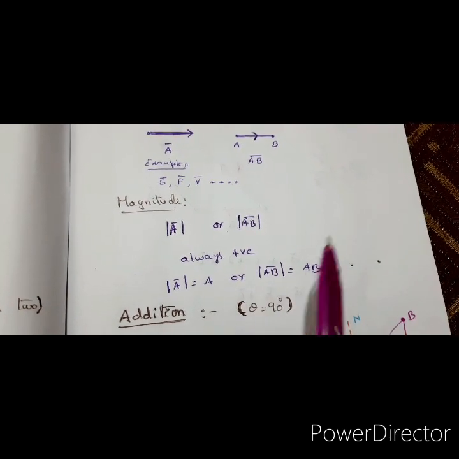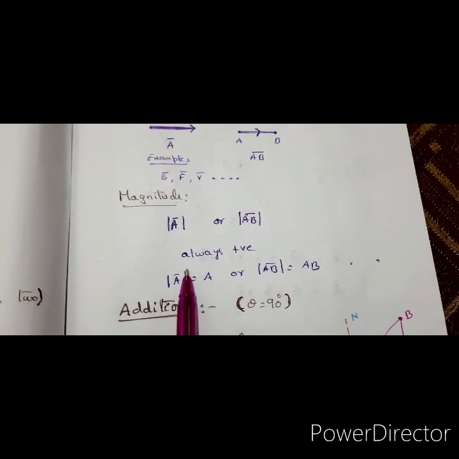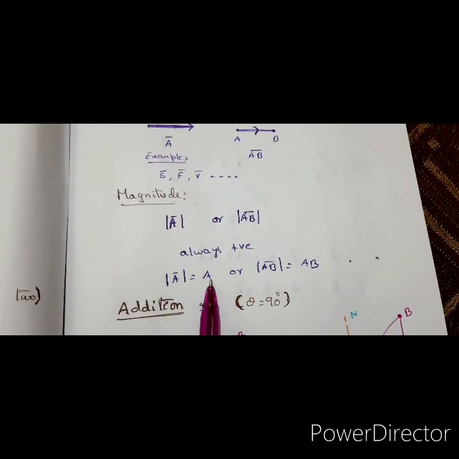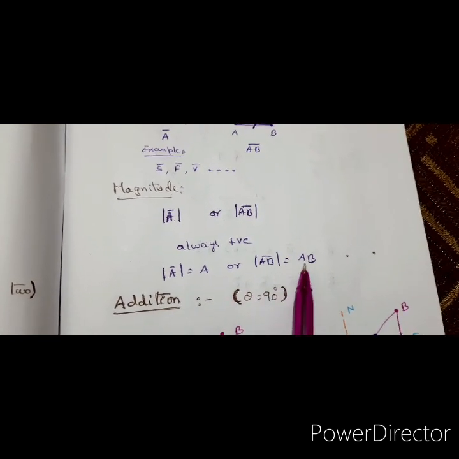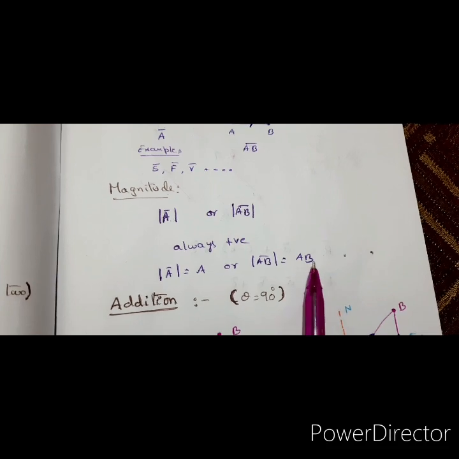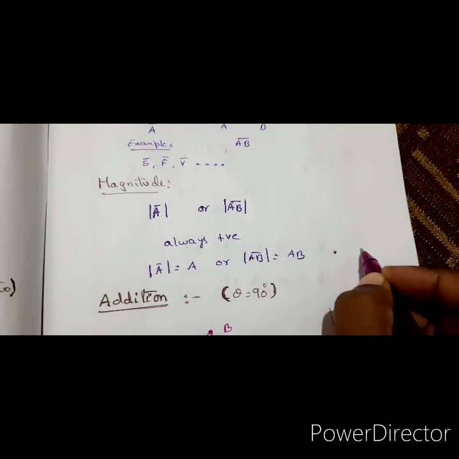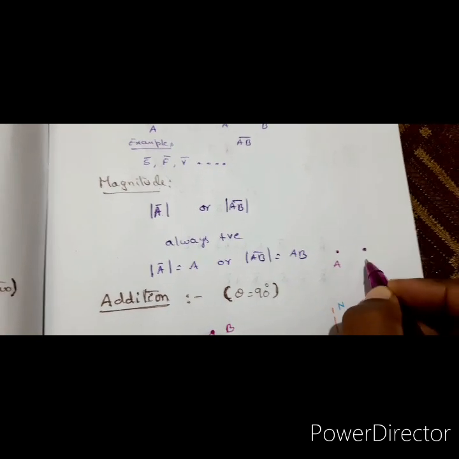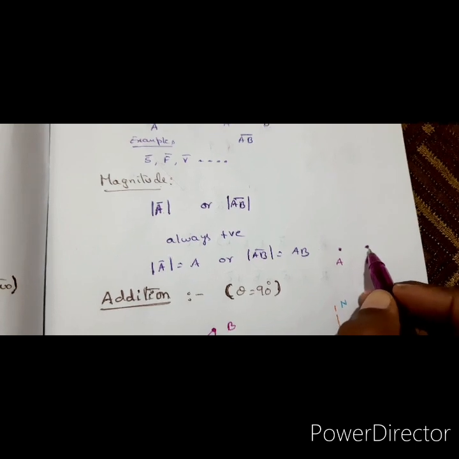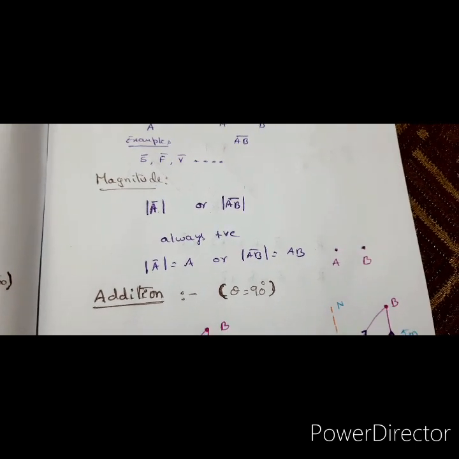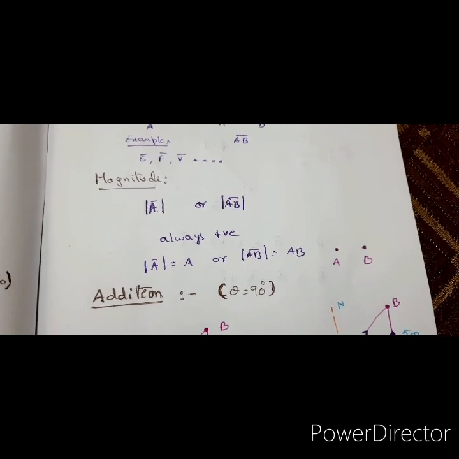When you go ahead in the derivations, you will simply see that modulus of A bar can be written just as A, or modulus of AB bar as just AB. And you know mathematically what is meant by AB. AB is the distance between the points A and B, the smallest distance between the points A and B. And that is the magnitude of the vector.